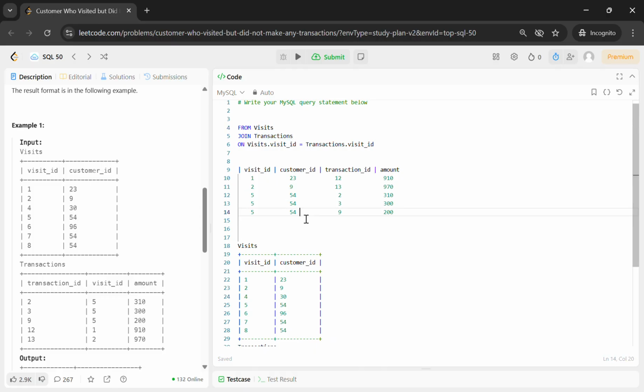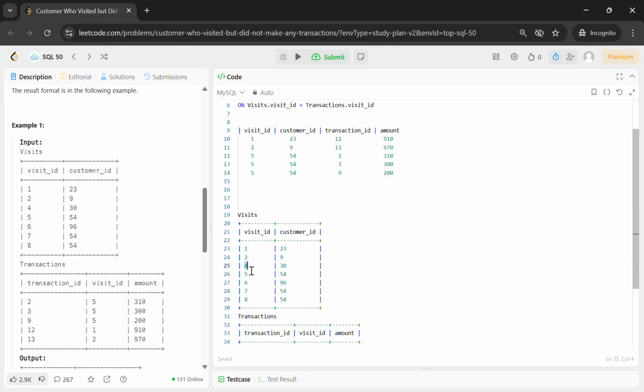I want each value from the left table, so that's why it will become a left join. Now you understood on what basis we decide whether it is a left join or a right join. I want every value from the left table, that's why it is a left join. After writing this, what are the values which are missing? I don't have 4, I don't have 6, 7 and 8. So these values will be added. For 4, what is the customer ID? 30. For 6, what is the customer ID? 96. For 7, the customer ID is 54.